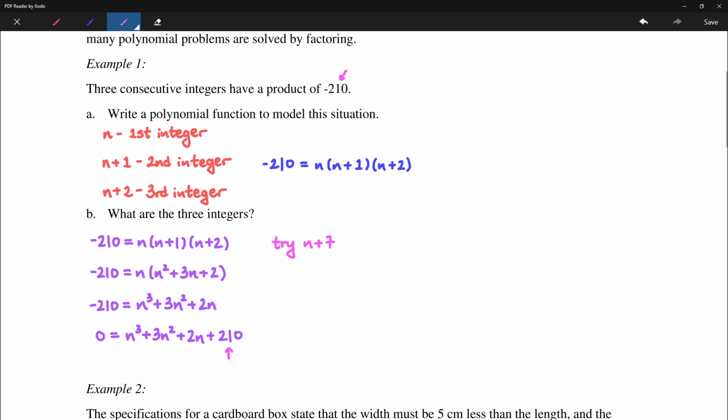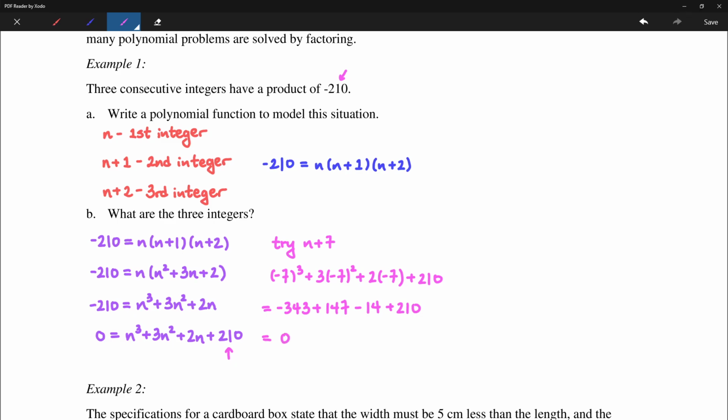Okay, so we try to substitute in negative 7. We have negative 7 cubed plus 3 times negative 7 squared plus 2 times negative 7 plus 210. And that's equal to negative 343 plus 147 minus 14 plus 210. And that is in fact equal to 0.